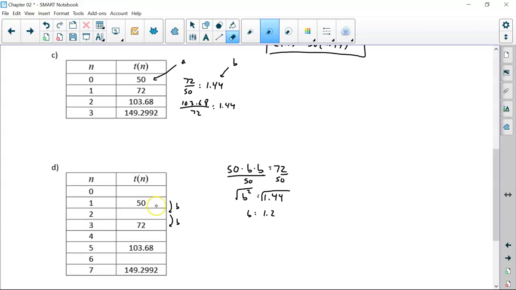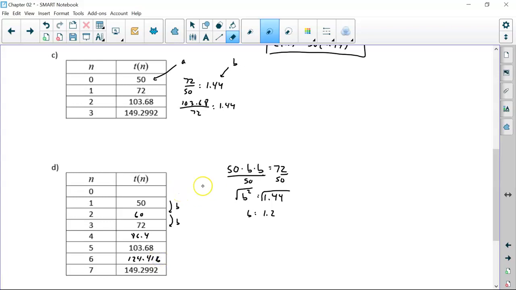So 50 times 1.2, we're going to get 60. 72 times 1.2 would be 86.4. If you multiply that by 1.2, you're going to get 103.68. Multiply that by 1.2, you're going to get 124.416.